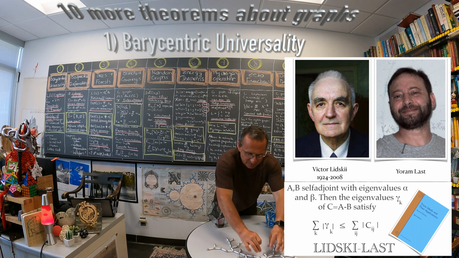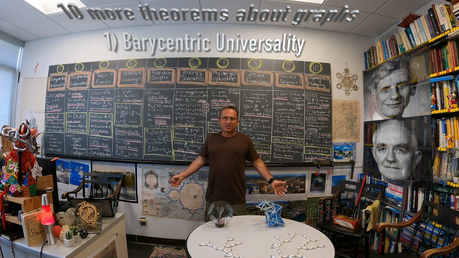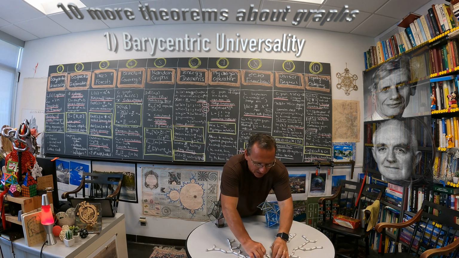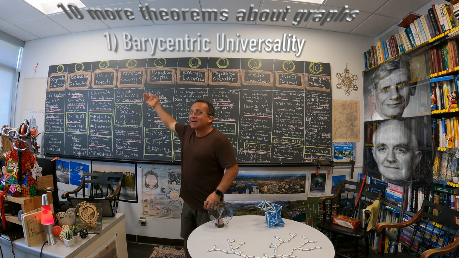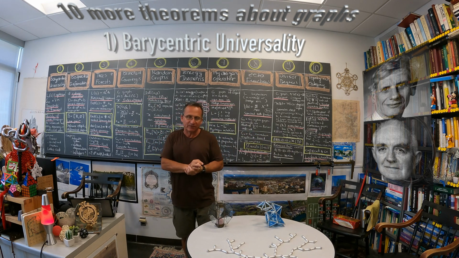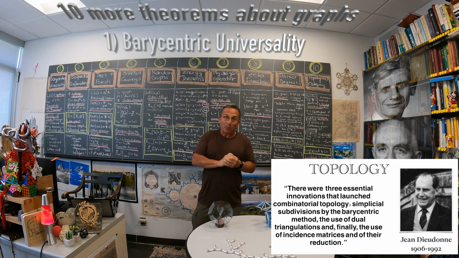What happens with the spectrum if you make out of this tree a forest? What happens with the eigenvalues? They don't change a lot, and you can estimate exactly how the spectrum changes under such small perturbations. That was part number one about barycentric refinement, a very classical topic in combinatorial topology.